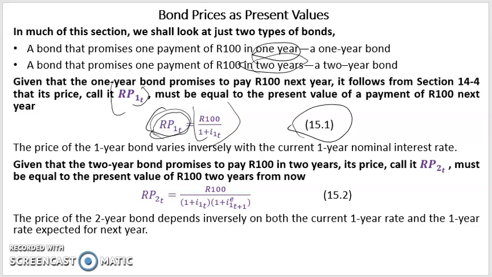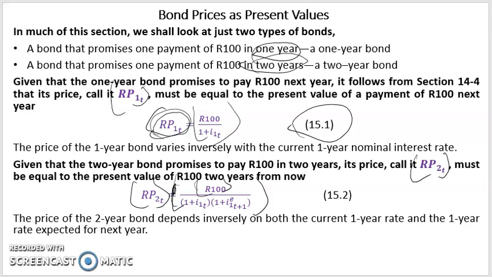So how this comes about is already explained in the previous section where we learned about discounted values. Given that the 2-year bond promises to pay 100 Rand in 2 years, its price, called P2T, must be equal to the present value of 100 Rand in 2 years. So the price of the bond is discounted.